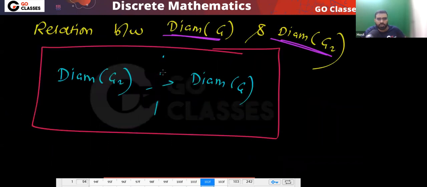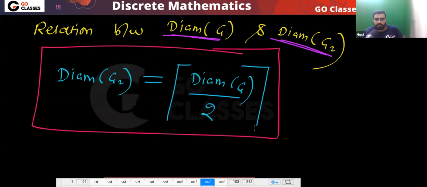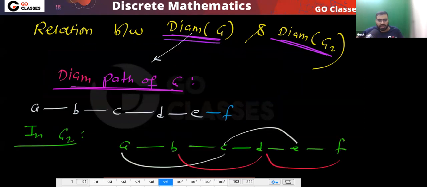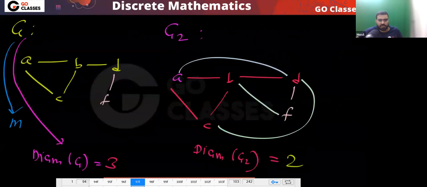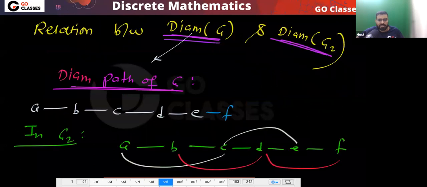The relation will be this: diameter of G2 is equal to diameter of G divided by 2 ceil. This will be the relation. And you can check it in all the examples. You can easily see that it is just basically getting the ceil. For example, here also you can check it is divided by ceil. Divide and just take ceil.